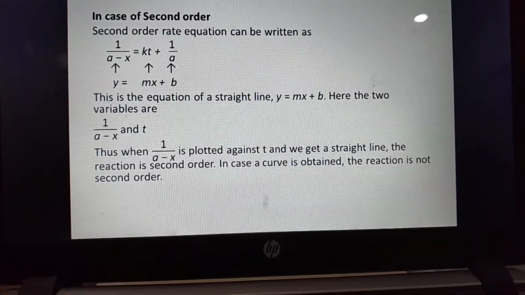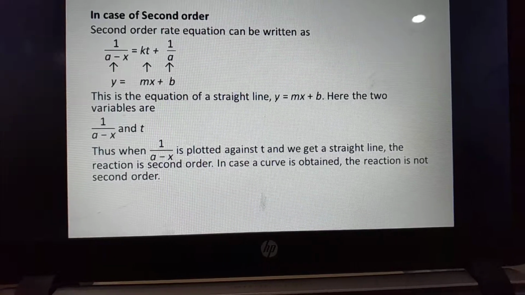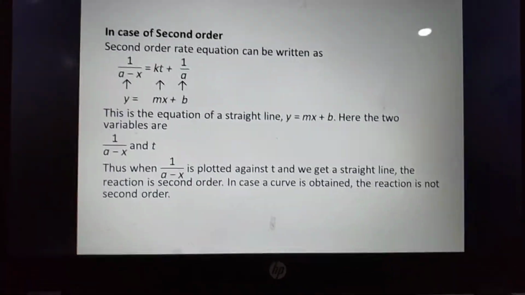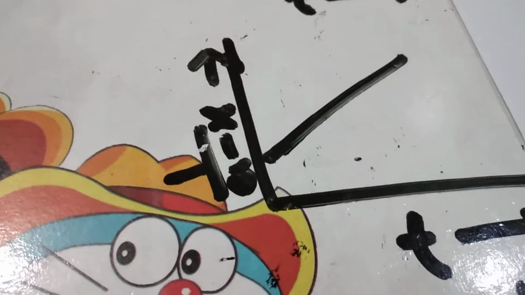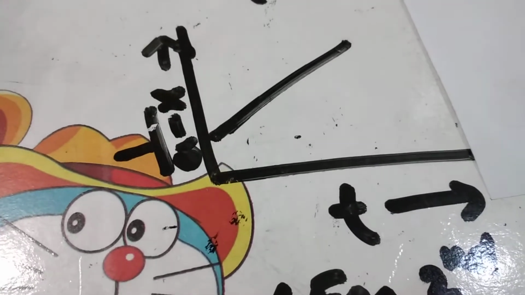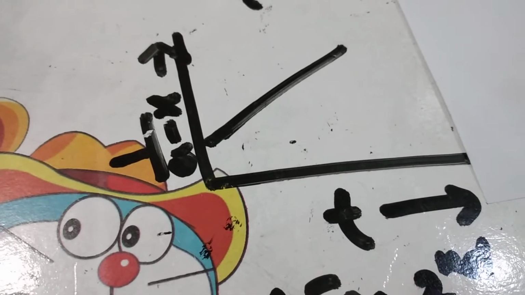In case a curve is obtained, that is, not a straight line, the reaction is not second order. Now, seeing the graph here for second order, the quantity 1 over (a minus x) increases with respect to the increase in time. So the slope is positive, and the reaction is second order.